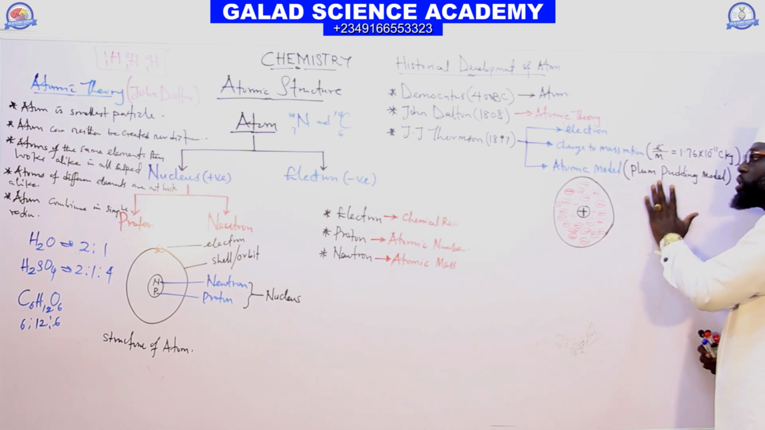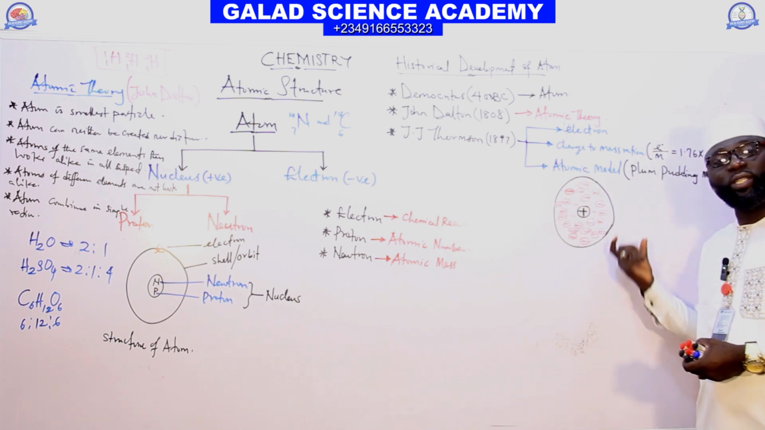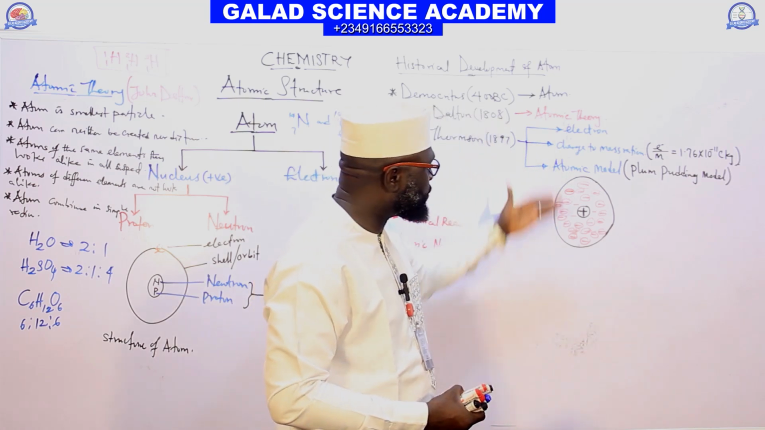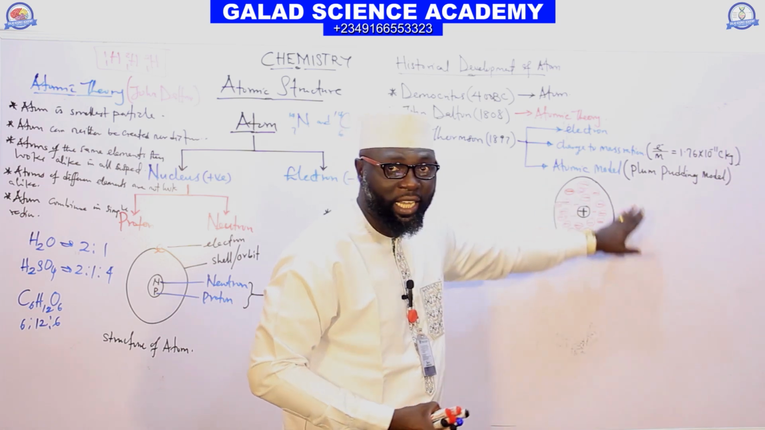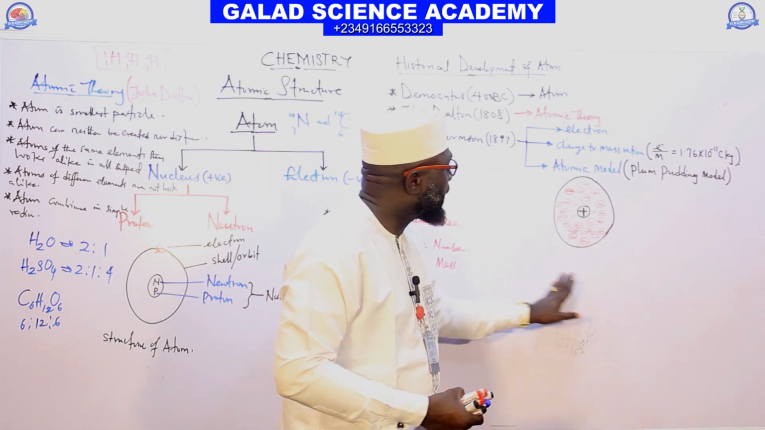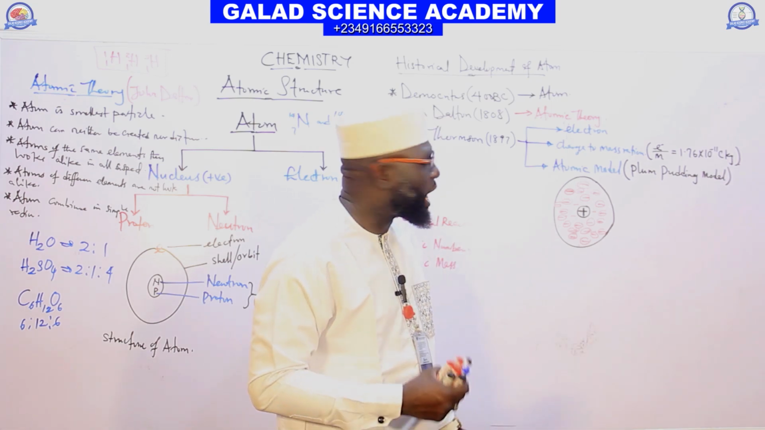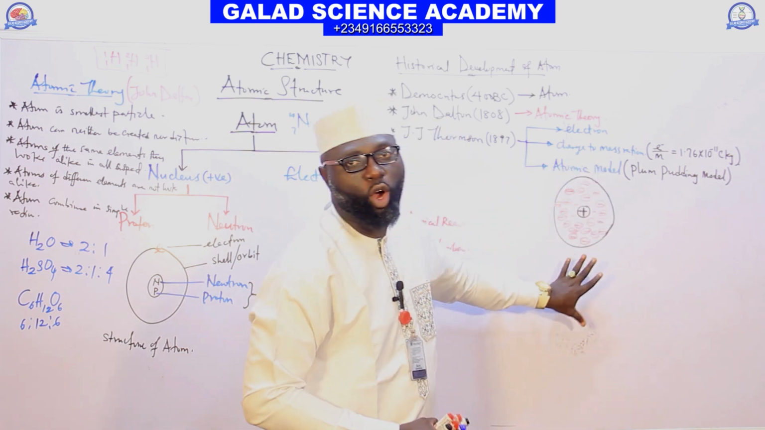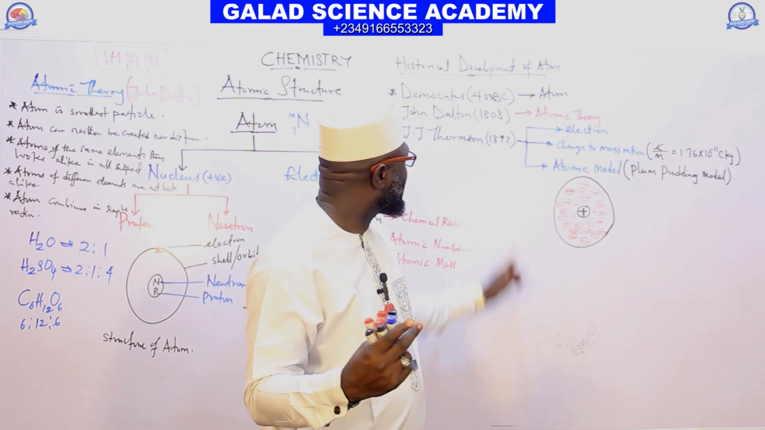It's also called the plum pudding model. You can also call it the watermelon model. If you look at a watermelon, inside the watermelon we have seeds that are embedded in it. So that's how the Thomson model explains the structure of the atom.